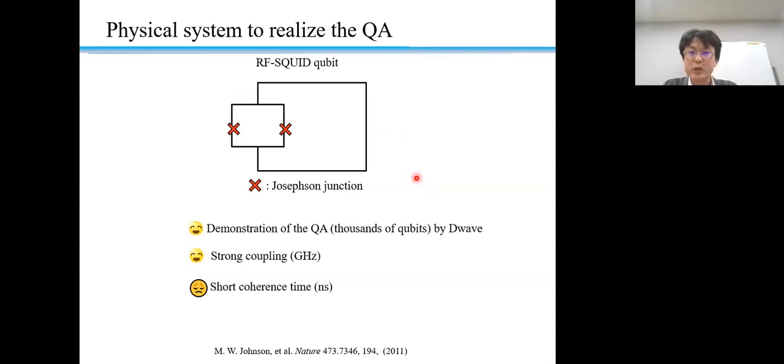These devices are suitable for scaling, and thousands of RF SQUID qubits can be fabricated, and we can solve combinatorial optimization problems. So there is a demonstration of quantum annealing. Also, strong coupling strengths such as a few gigahertz have been realized. These are the advantages of this type of qubit. However, the disadvantage of this device is short coherence time. The coherence time is quite short. It is believed to be around a nanosecond.